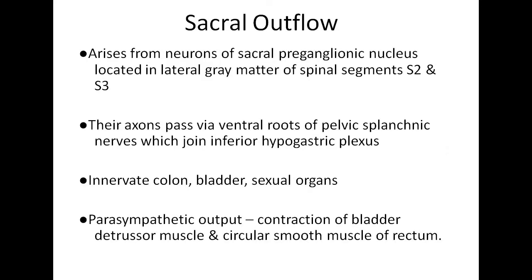The sacral outflow is from S2 to S4, right? And the axons pass through the ventral root of the pelvic splanchnic nerves that join the inferior hypogastric plexus. This innervates the perineal and pelvic organs, right? For example, what will it do? It will cause contraction of the bladder.